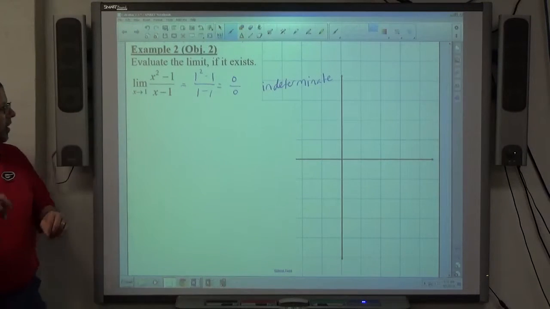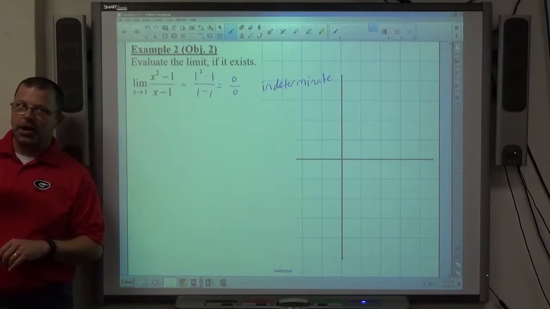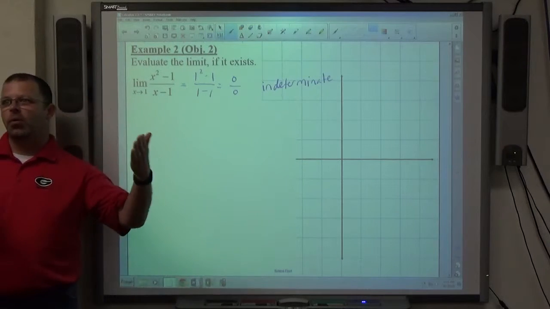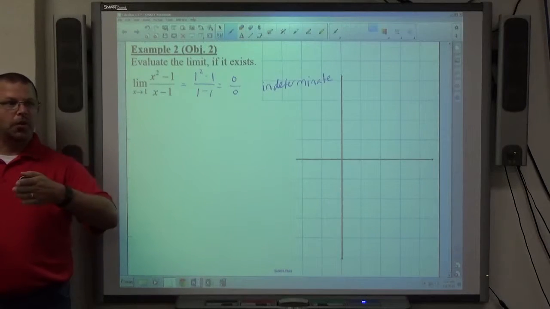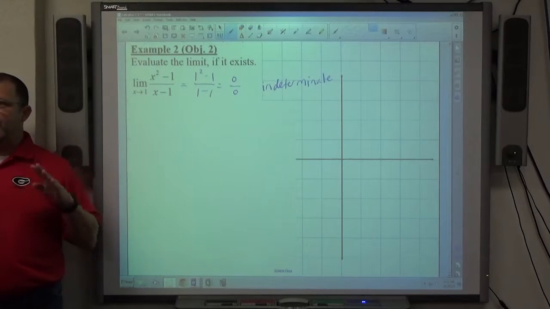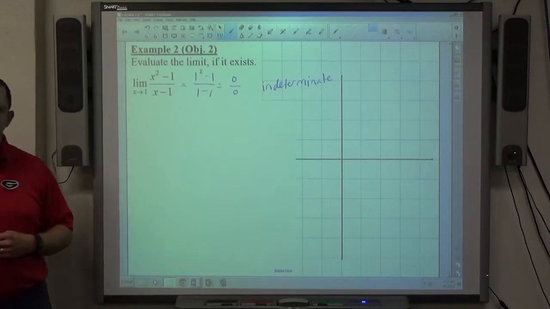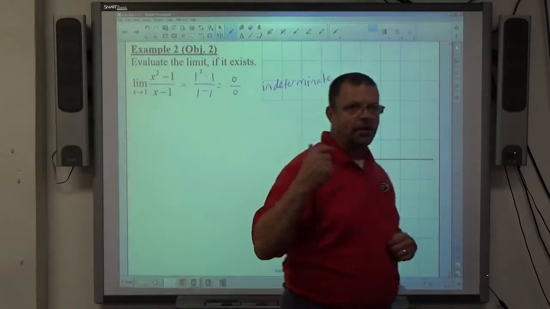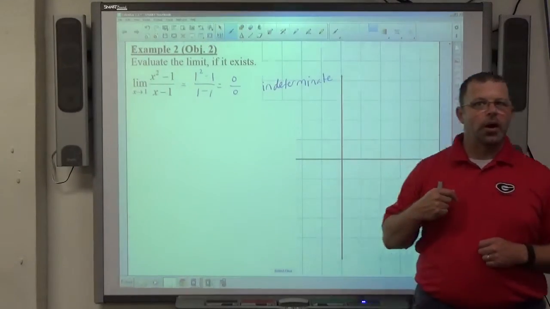You make a chart, you pick 0.9, 0.99, 0.999, and so on. You pick 1.1, 1.01, 1.001. Get really close from both sides to see what it's approaching. All right? If you can't make it work any other way. But there is algebra you can do to make this work, and it happens quite often.